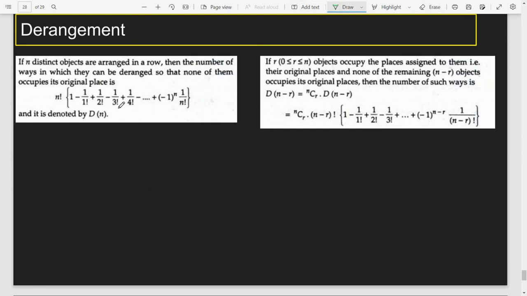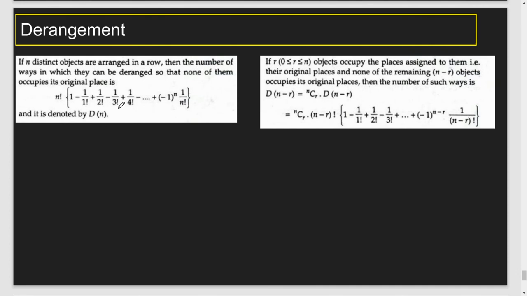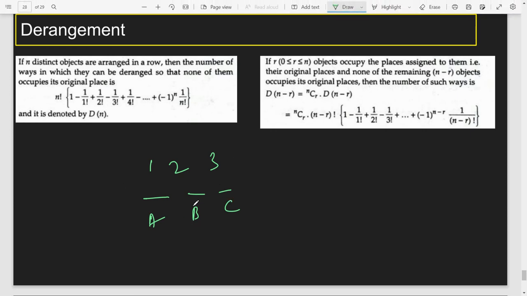Okay. So it says that if n distinct objects are arranged in a row, then the number of ways in which they can be deranged so that none of them occupies its original place. Let's say there are three persons in rooms 1, 2, 3. One is in the first room, two in the second room, and three in the third room. We want to arrange them so that none of them gets their original room.